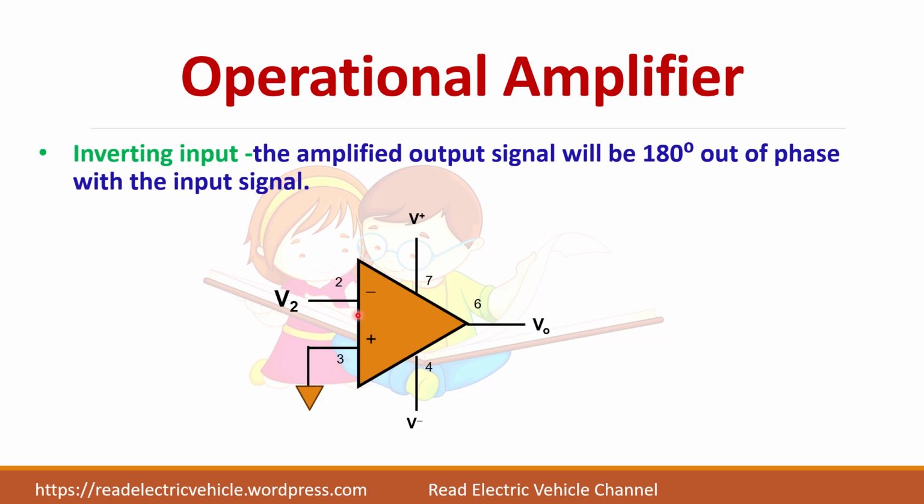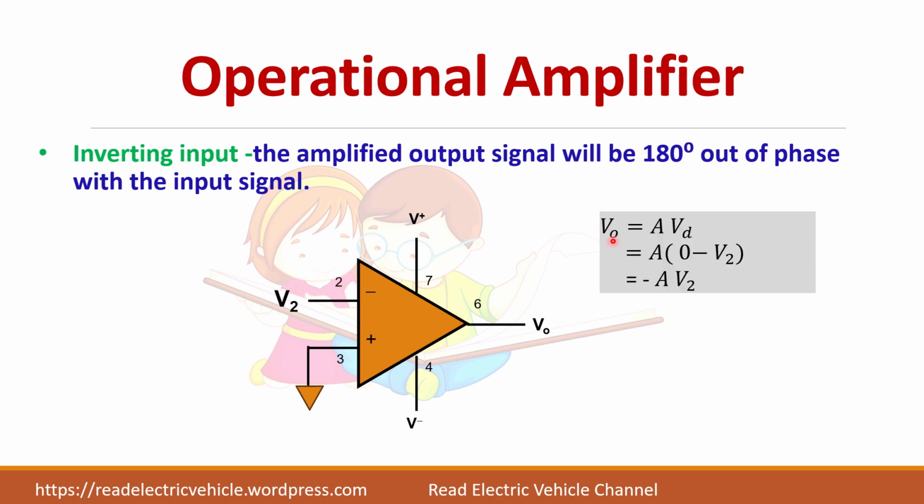Now we will see about the inverting input. That is the second pin, minus symbol. What I am going to do is first I will ground the other input and I will use only the inverting input and see how an op-amp will respond. If you give something to the inverting input, why is it called inverting input? Whatever you give, the output will be 180 degree out of phase with the input signal. That is why it is called an inverting input.